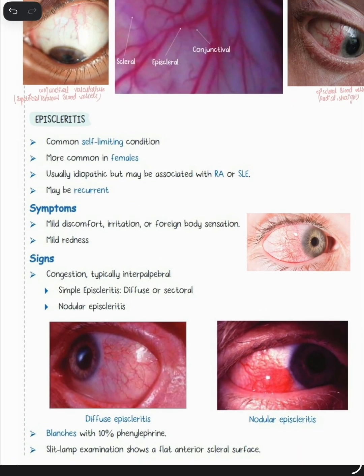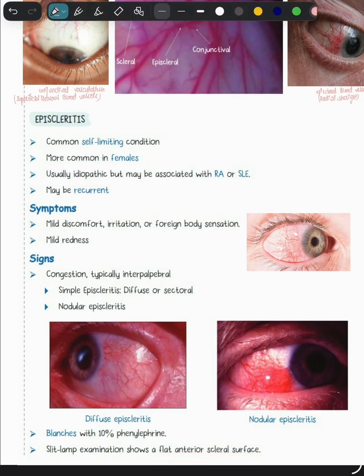And how can you differentiate between episcleritis and scleritis? It blanches with 10% phenylephrine. If you put a topical instillation of 10% phenylephrine, the episcleral blood vessels will blanch. And second, we can do a slit lamp examination. If we perform the slit lamp examination on the congested part, it shows that the scleral surface is flat, it is not raised. If it is raised, then it shows scleral edema.